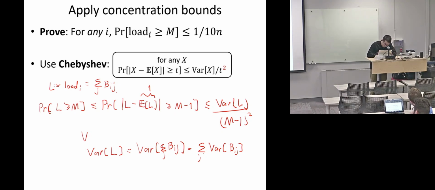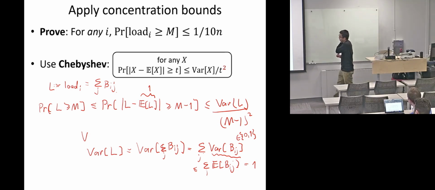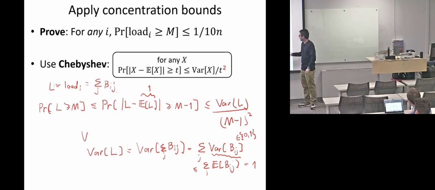And you can actually prove that the variance of this, when this is a 0, 1 variable, is at most the expectation. So when this is an indicator, either 0 or 1, the variance is at most the expectation. And so the sum of expectations is 1.